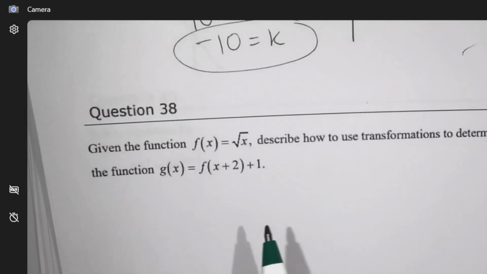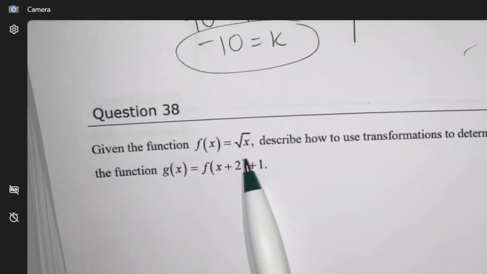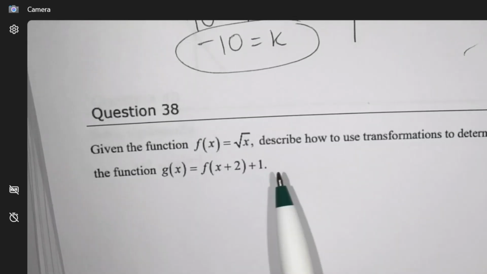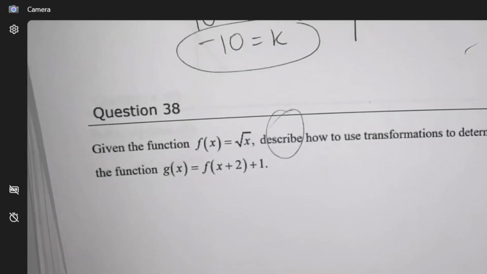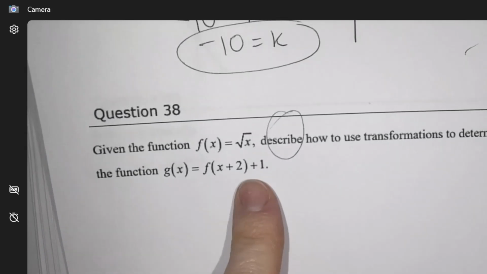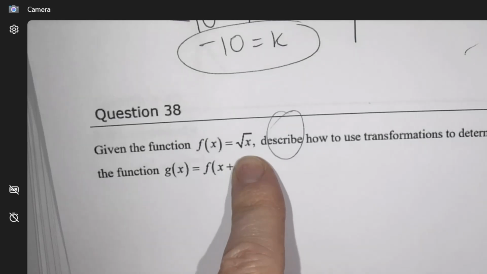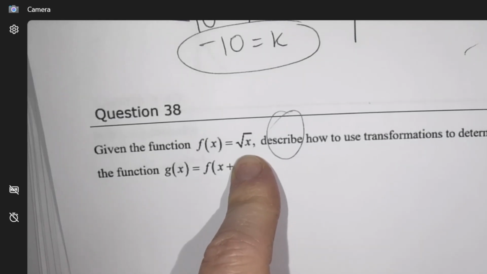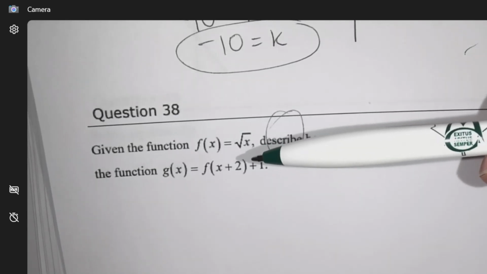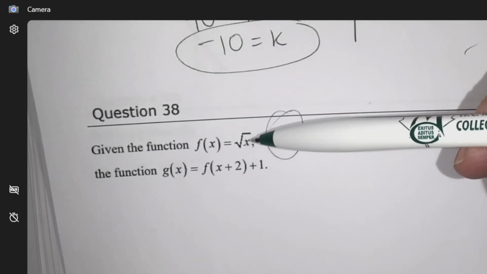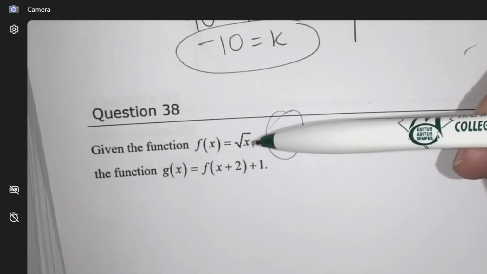Okay, given this function, which is a radical, we're going to describe, so we have to use words, how to use the transformations to determine the domain of this function. Okay, here's the first thing. As a radical, square root of x, what's the domain on this? Because there's restrictions about square rooting. What can't you do when you square root? You can't square root negatives.